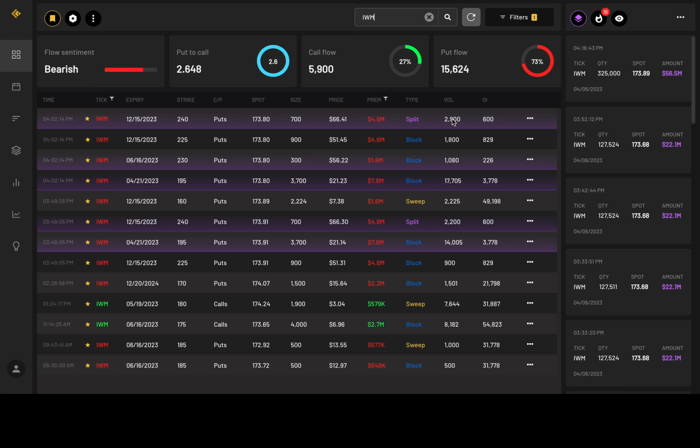IWM, 73% in the puts. Nothing that really sticks out. Mostly block orders and splits. Yeah, this one here, the size is below 5,000, but strike price is 160 for December 15th. So still see a lot of bearish bets coming in towards the end of the day.